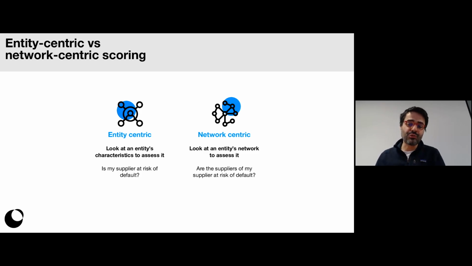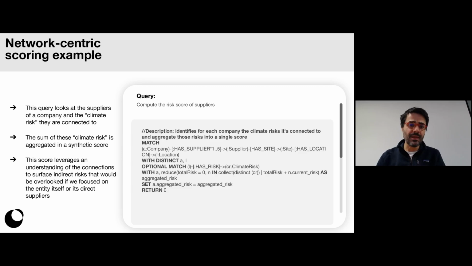And then the network-centric approach, it's different. It's all about looking at the entity's network and using that to assess it. So it's not just looking at this entity and its characteristics, but looking at the suppliers, and are these suppliers at risk, and as a result, are they causing a risk in my direct supply? So really two approaches to scoring and analyzing risk.